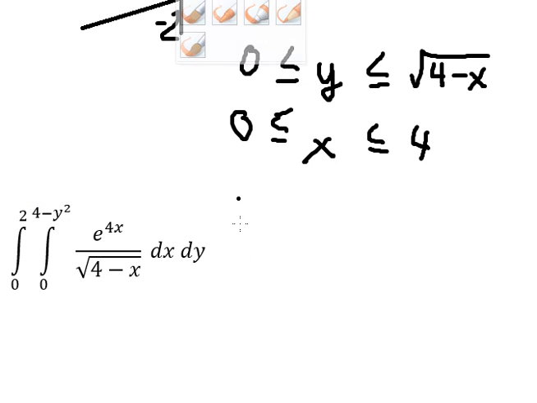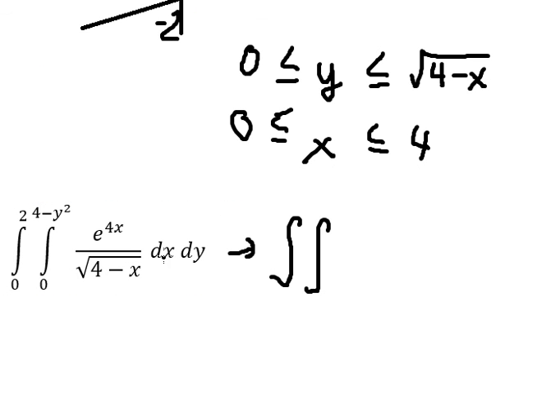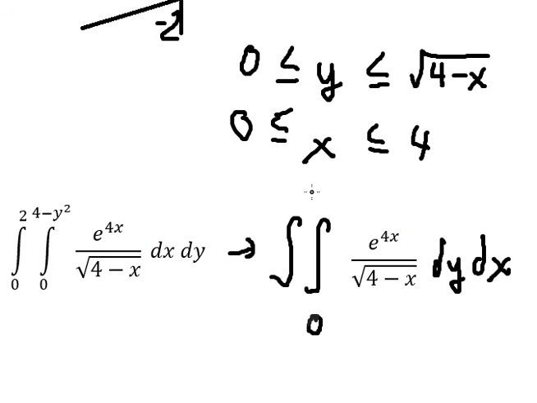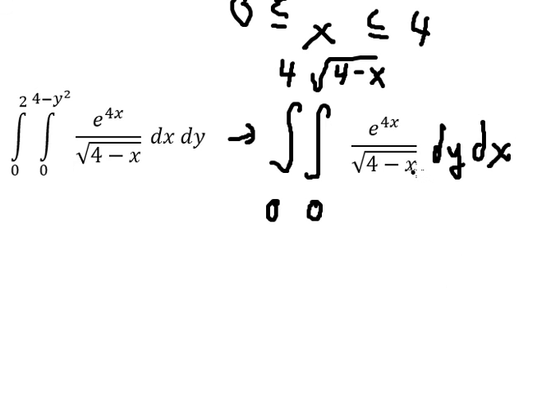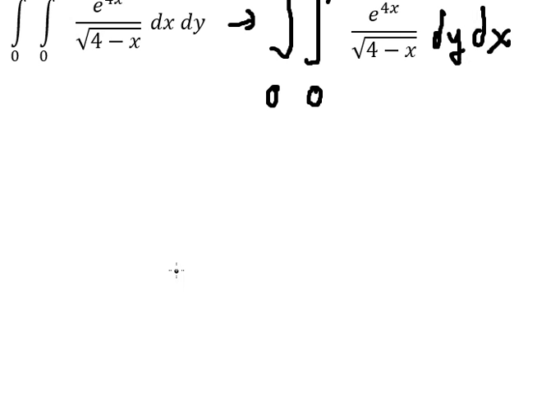So this one, we change dx dy into dy dx. The function we keep the same. Y should be from 0 to the square root of 4 minus x. The next one should be from 0 to number 4. Now we don't have y in here, so the integration of dy, we have y.